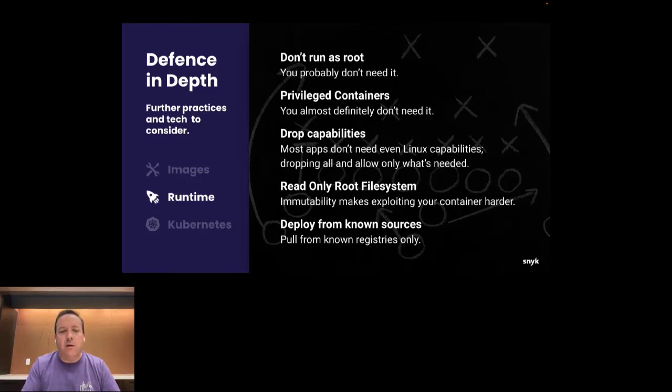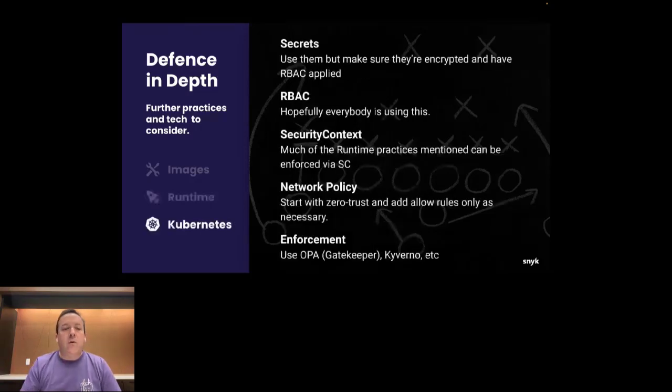So there's that. And then again, deploy from known sources, same kind of a discussion as before. Don't be pulling from random registries. You can restrict that through various means. This gets us into the Kubernetes aspect of this. There's a few things that are kind of the low-hanging fruit when you're doing Kubernetes deployments.